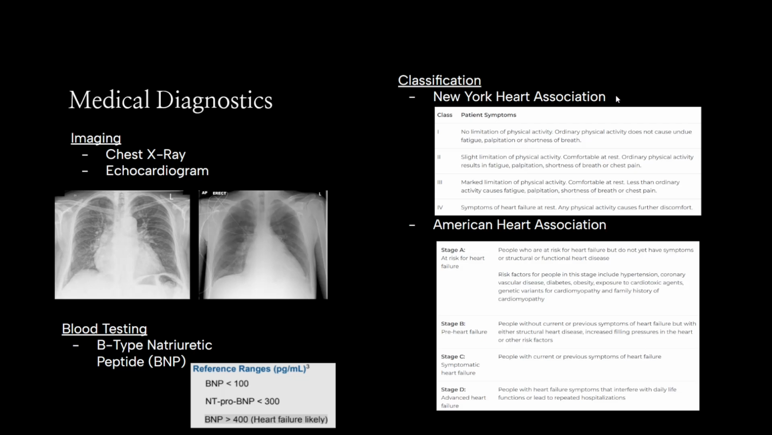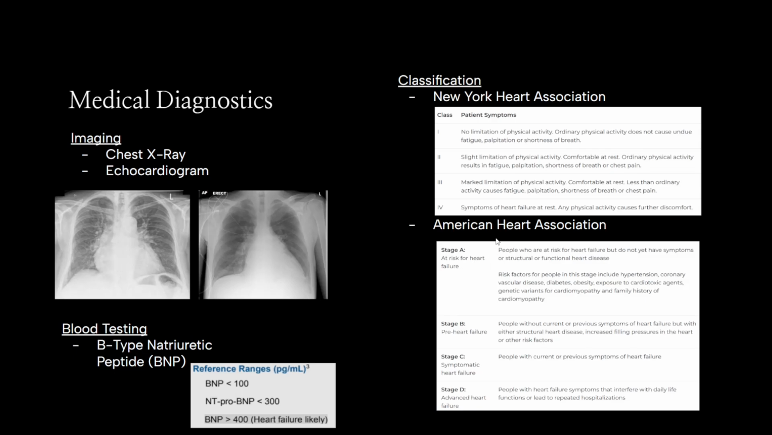So we have the New York Heart Association, which is measured via a stress test. There's class 1, no limitation in activity, and no symptoms at rest or with activity. Class 2 would be no symptoms at rest, but some with activity. Class 3 would be no symptoms at rest, but increased symptoms with activity. And class 4 would be increased symptoms at rest and severe symptoms with activity.